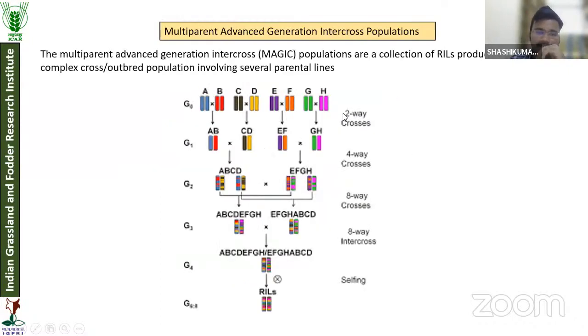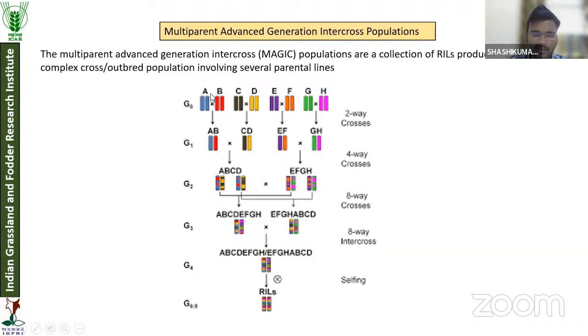In such conditions, you go for multi-parent crossing, meaning you can cross more than two parents and generate a mapping population. One is the MAGIC population, the multi-parent advanced generation intercross population. These are collections of RILs produced from a cross or complex populations. Here 8 parents are used: A, B, C, D, E, F, G, H.